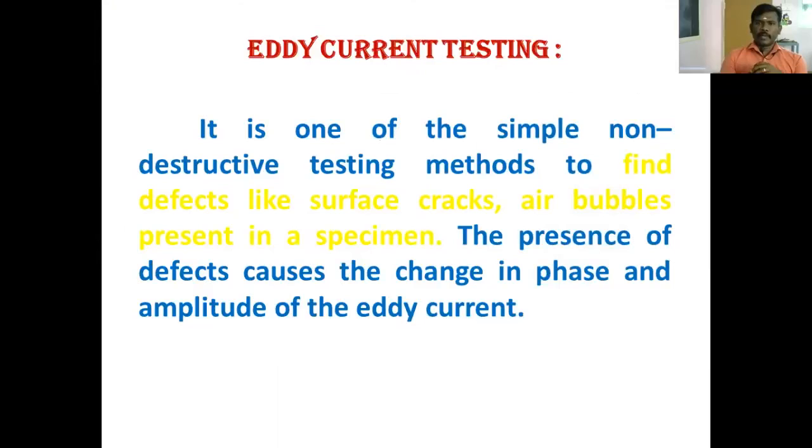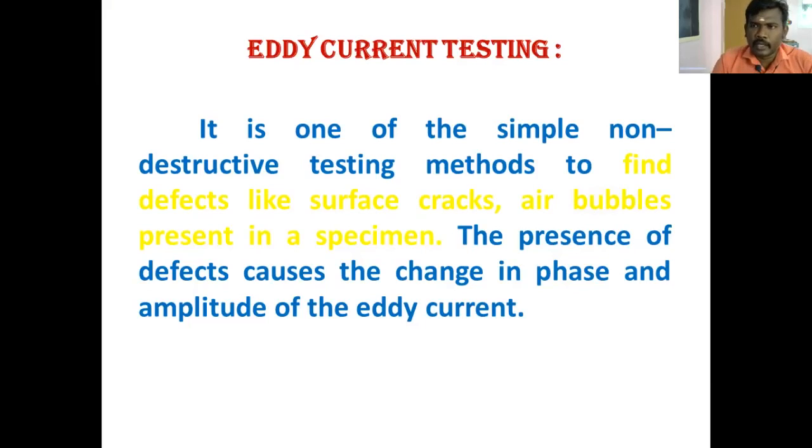Next important thing is eddy current testing. It is one of the simple non-destructive testing methods to find defects like surface cracks and air bubbles present in a specimen. If you build any new vessel, machine, or specimen, you are going to check that the specimen doesn't have any defect. For that purpose, we can use the eddy current. The presence of a defect causes a change in the phase and amplitude of the eddy current.